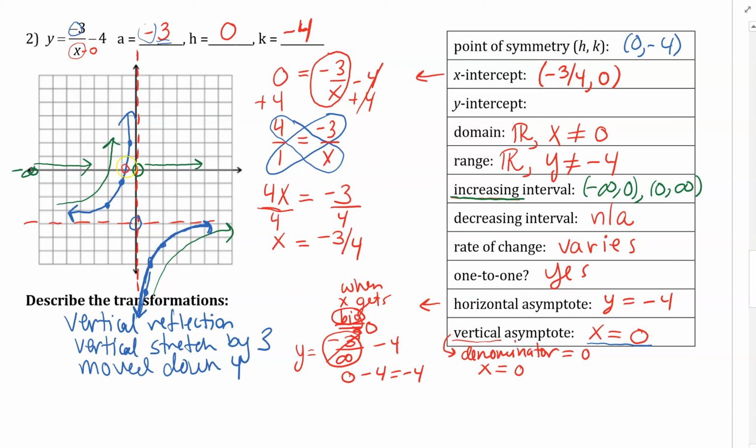Right where it's hitting the x-axis right here, it looks like it's between 0 and negative 1, not quite at negative 1 yet, so negative 3/4 makes sense.